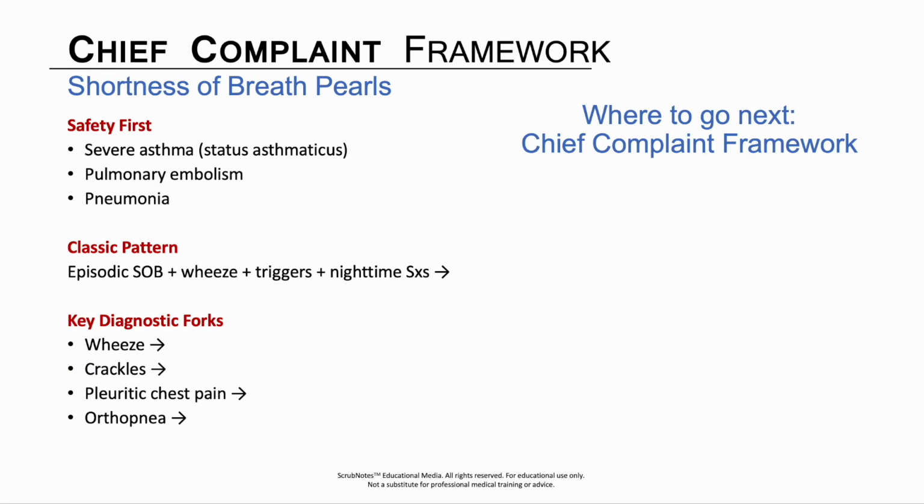So let's review our shortness of breath framework. Remember, safety first. We want to make sure we rule out any severe asthma, PEs, or pneumonia. We can use that classic pattern of episodic shortness of breath plus wheezing plus triggers and nighttime symptoms to help us remember that asthma is a likely cause. And then we want to look for key diagnostic forks.